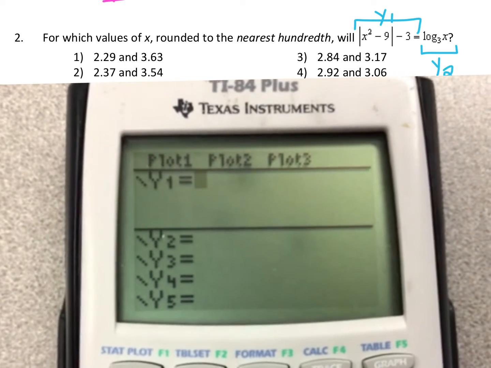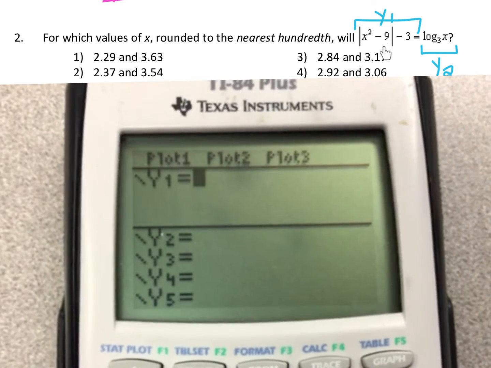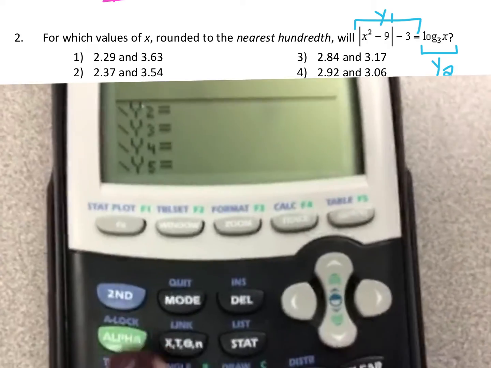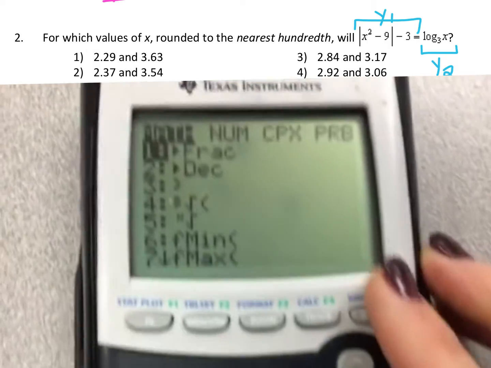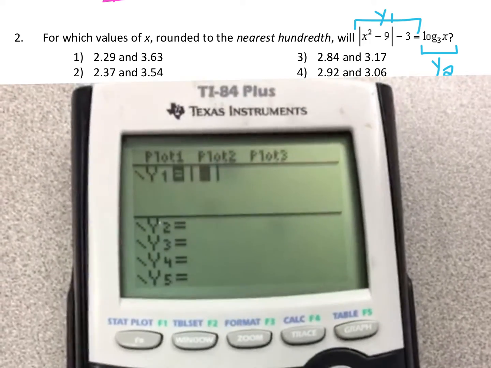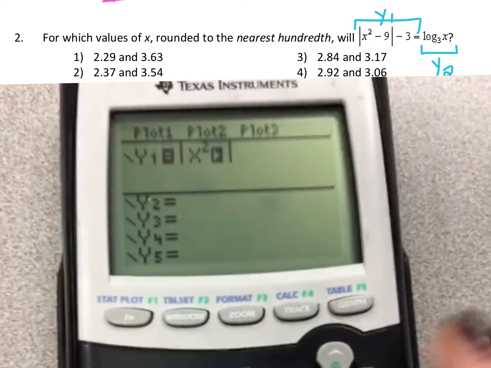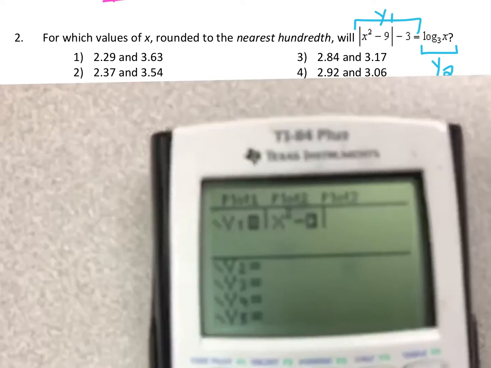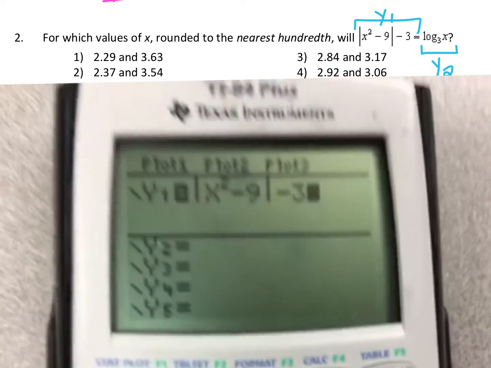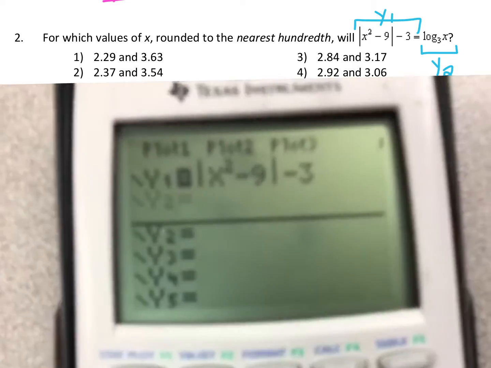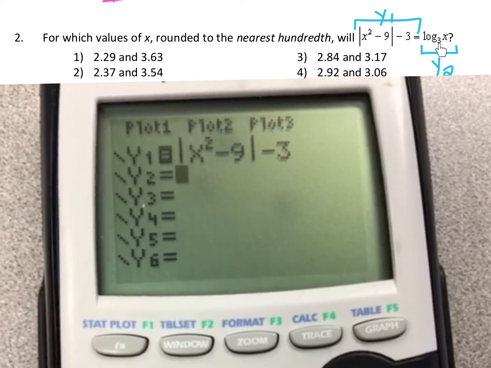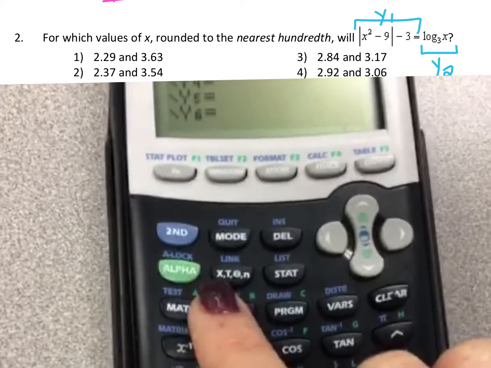Okay, so we first need to plug this left side of the equation into y1. Now, if you forget how to plug in the absolute value bars, what we do is we go to math, and we go over to NUM, and look at that, it's the first one, so you could hit enter on that. And then I'm just going to plug in x squared minus 9, and then I'm going to go outside the absolute value bars and plug in minus 3. Okay, so now under y2, we are going to plug in the right side of the equation. Now, if you forget how to get that little base, remember, we go to math for that too. So you can go to math.